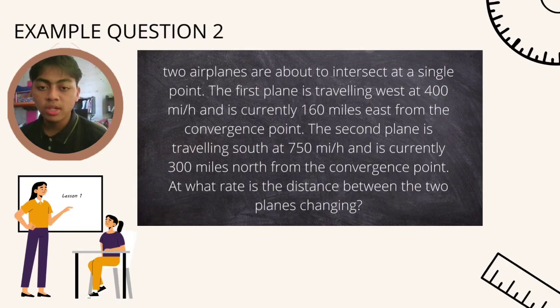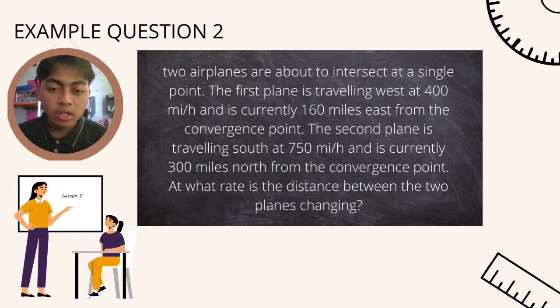My name is MUIZZUDDIN RAZALI and I'm going to explain example question 2. So let's read out the question. Two airplanes are about to intersect at a single point. The first plane is traveling west at 400 miles per hour and is currently 160 miles east from the convergence point. The second plane is traveling south at 750 miles per hour and is currently 300 miles north from the convergence point. At what rate is the distance between the two planes changing?